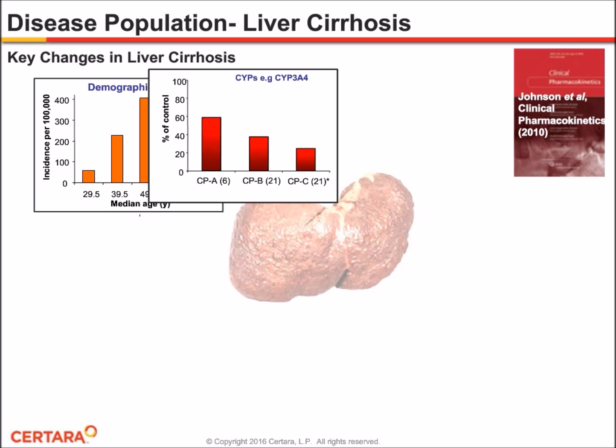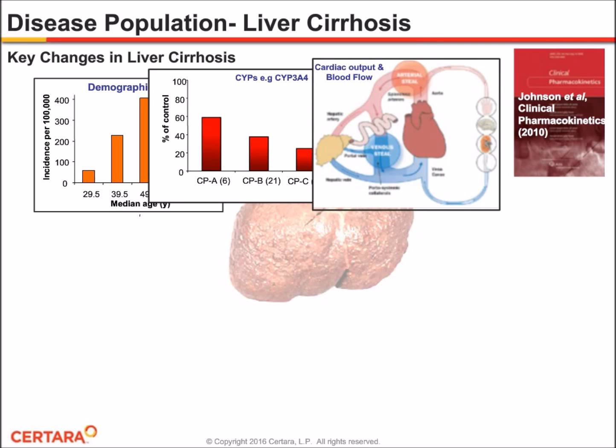So here is a distribution of the abundance of, for example, the CYP3A4 metabolizing enzyme compared with the control population, and you can see that the percentage of CYP3A4 compared to the healthy individual goes down as the severity of liver cirrhosis increases. Similarly, there is a significant change to the cardiac output and the blood flow to the liver, because physiologically, in severe liver cirrhosis, the body adapts by creating a portosystemic shunt in order to relieve the stress on the liver, creating a bypass from the portal vein directly to the systemic circulation, bypassing the liver.